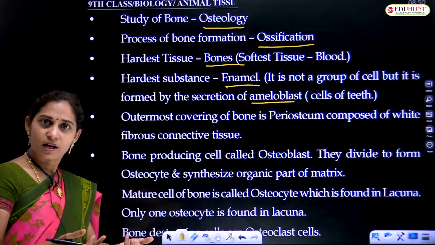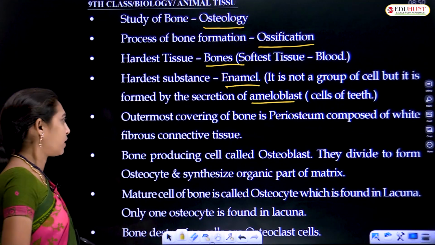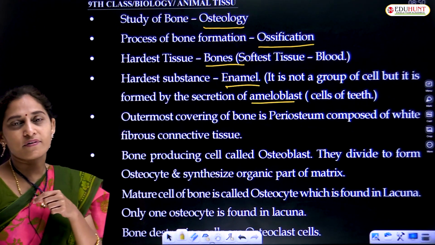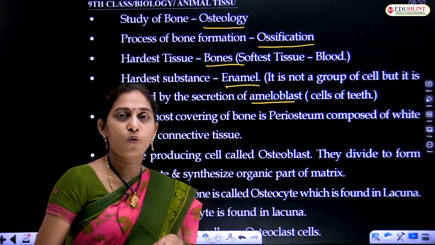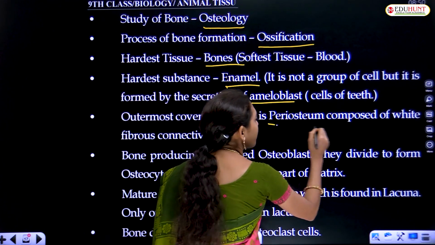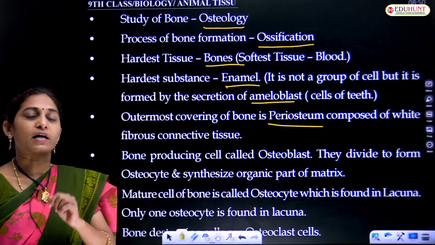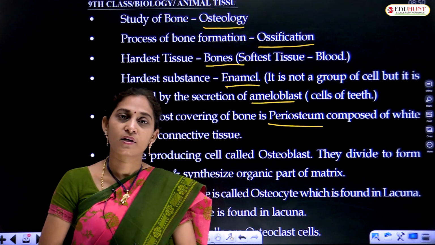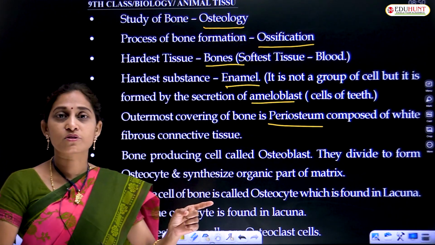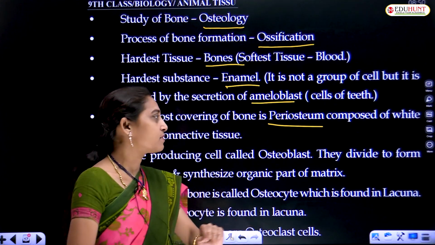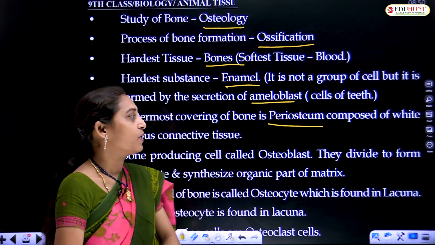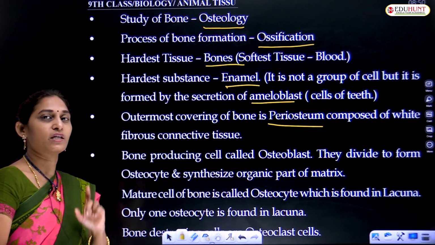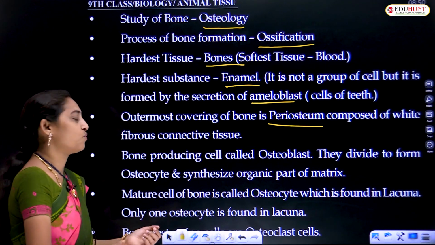And blood kuda oka tissue, like pseudo tissue, pseudo connective tissue ani manam cheptam. And the outermost covering of the bone is known as the periosteum. As we have seen in case of cartilage, that is the outermost covering of the cartilage is the perichondrium. In this case, the outermost covering of the bone is the periosteum. It is composed of white fibrous tissue. Akkada kuda white fibrous tissue undi, ikkada kuda white fibrous tissue undi.